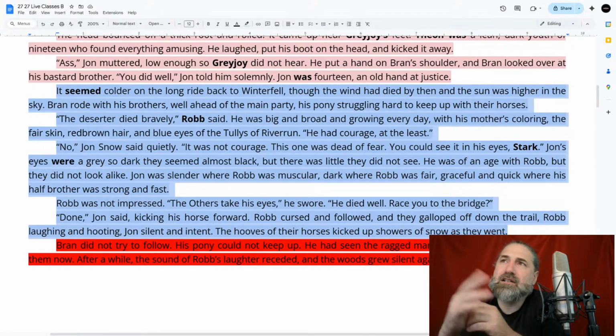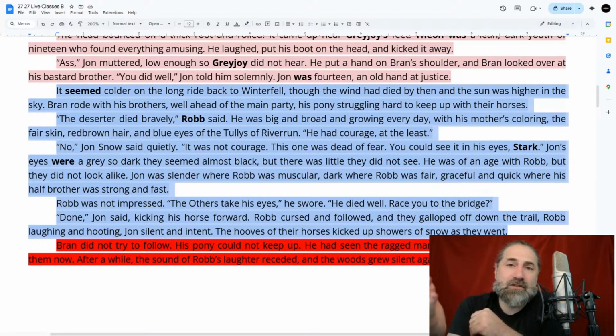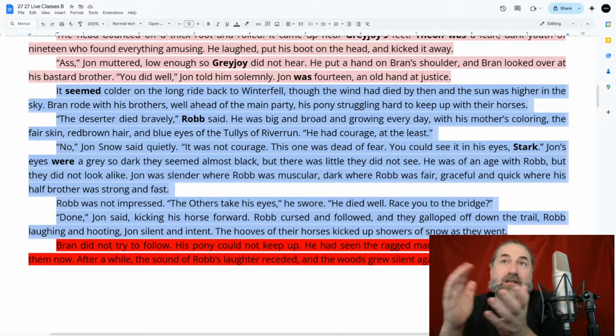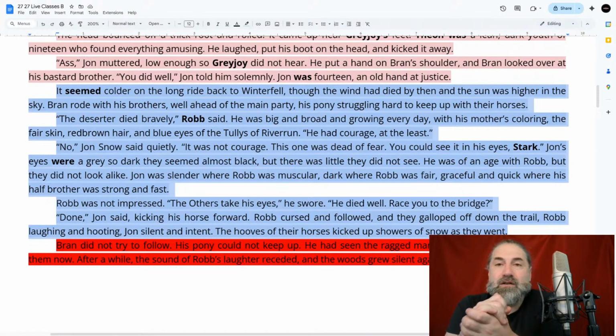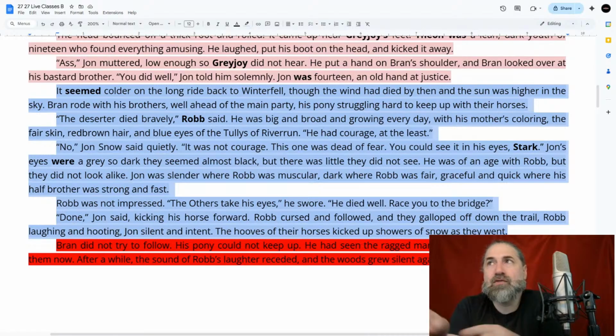He had courage at the least. So courage is a position. Robb holds courage highly. He believes courage is a good trait for somebody, even in death, even in your sentencing. Jon, on the other hand, is actually challenging Robb's position by saying, no, it was not courage. This one was dead of fear. This resolution is moving us away from the beheading and actually moving us into something a little bit more interesting as far as the narrative motion forward goes.